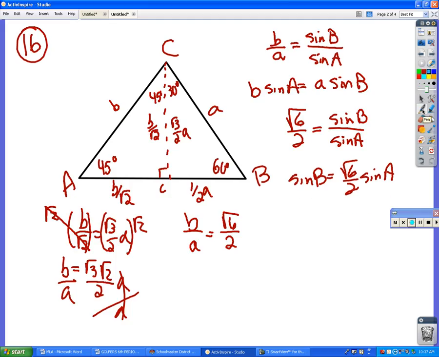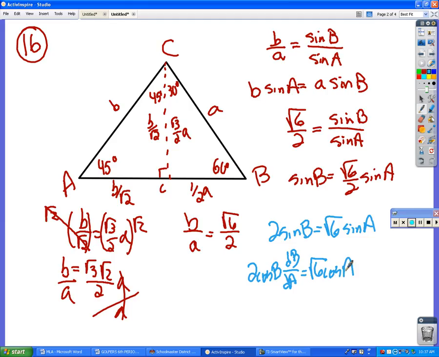So what I did is if you take sine of B equals the square root of 6 over 2 sine of A and multiply both sides by 2, then you get 2 sine of B equals the square root of 6 sine of A, right? And then you can take the derivative of that using implicit differentiation. The derivative of 2 sine of B is going to be 2 cosine B times the derivative of B, which is dB dA. And then the derivative of this is going to be the square root of 6 cosine of A. And then this would be the dA dA, which nobody cares about, right? Because dA dA is just 1. So then you divide both sides by 2 cosine of B.